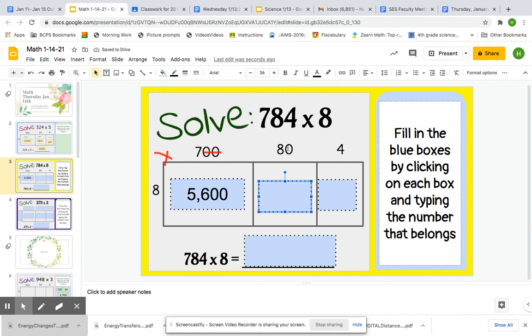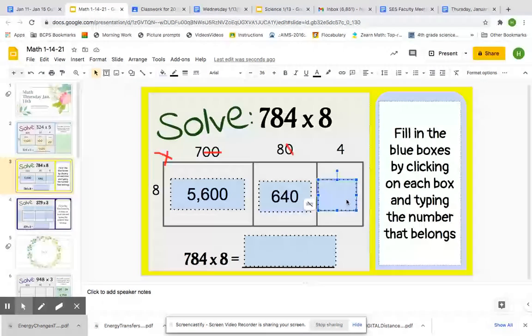8 times 80. Well, 8 times 8 equals 64. 64, add back my 1 zero, 640. 8 times 4. So 8, 16, 24, 32. So 8 times 4 equals 32.